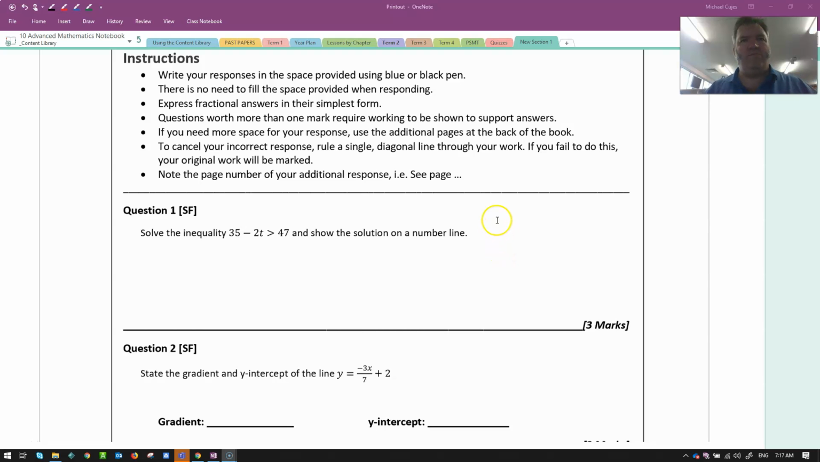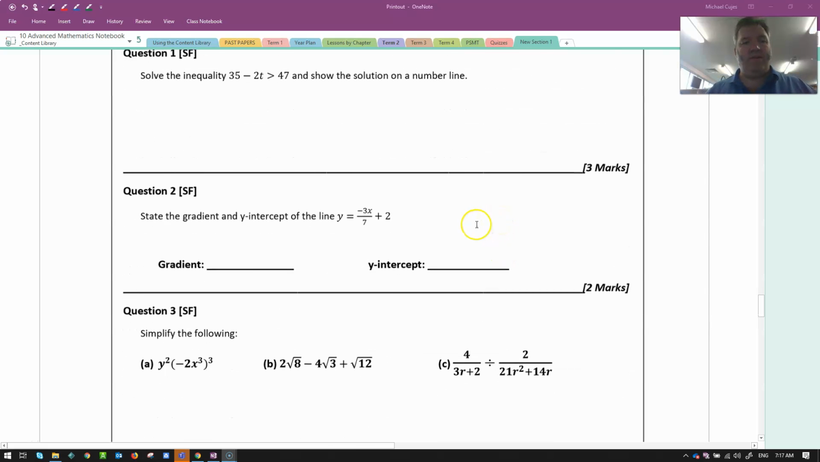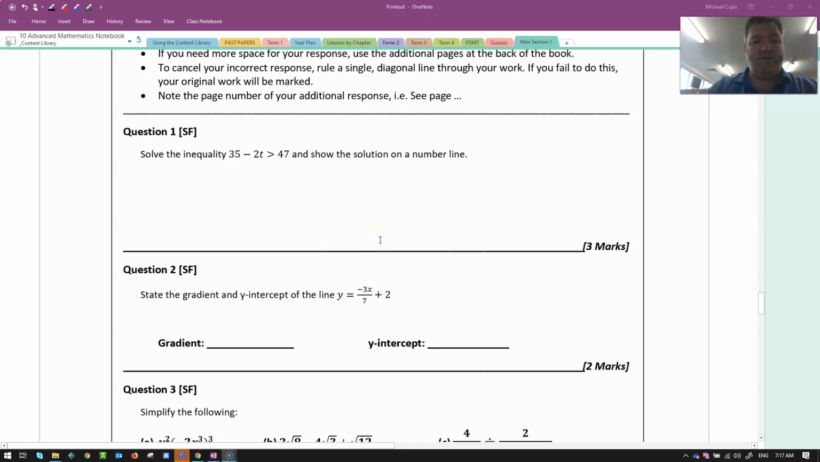Alright, back with section B of term 1, paper 1 for year 10. Let's have a go at these questions. Solve the inequality and show the solution on a number line. Get my little stylus back.